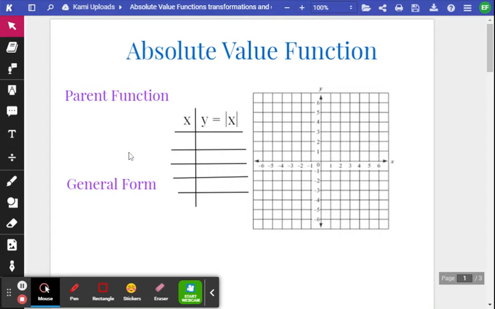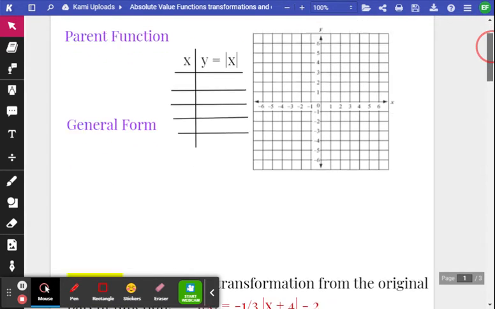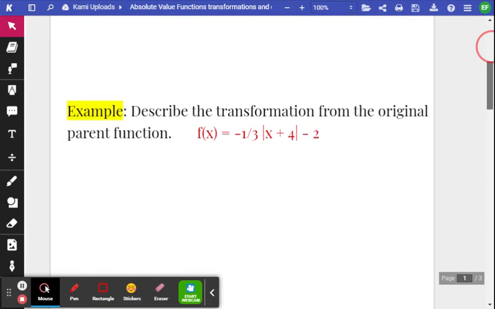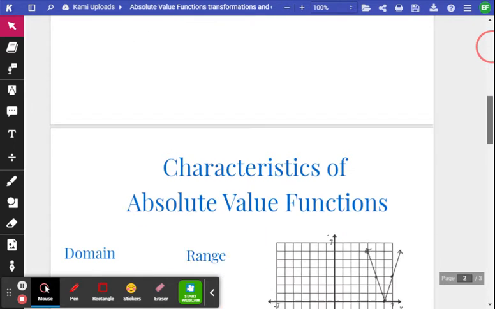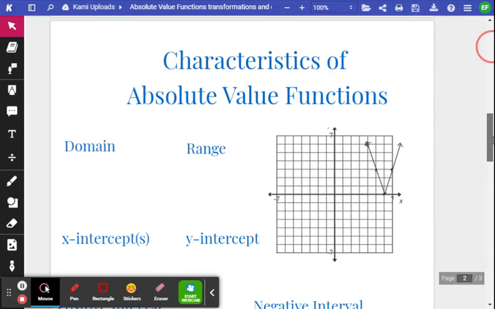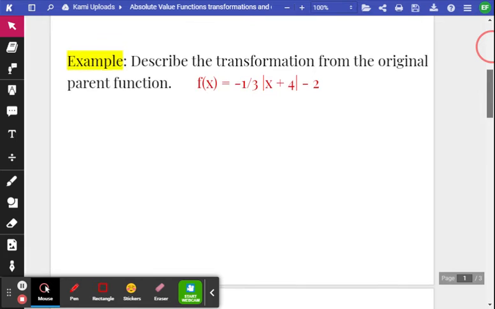Hello everyone. Today's video is going to be about absolute value functions. We're going to talk about the original parent function, what it looks like, as well as some of the transformations on the parent function, and then some of the characteristics of absolute value functions.